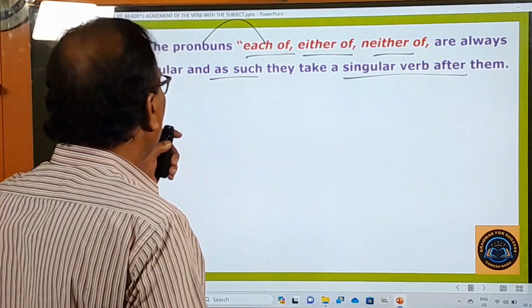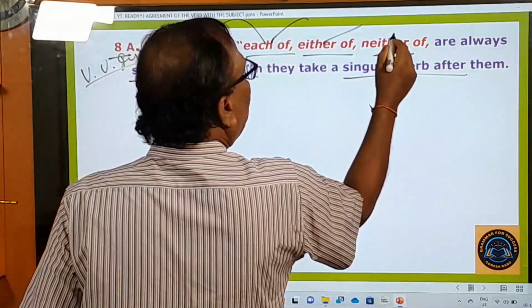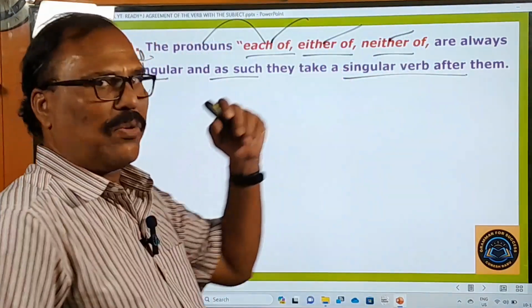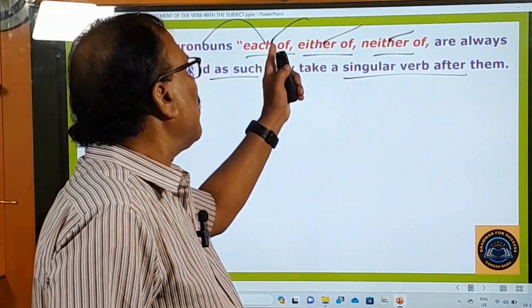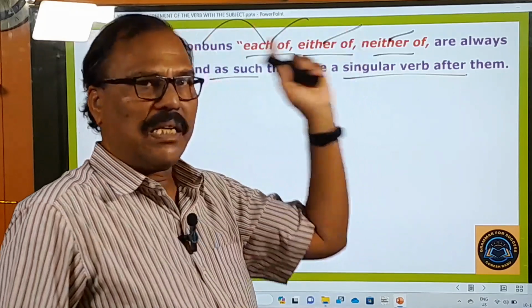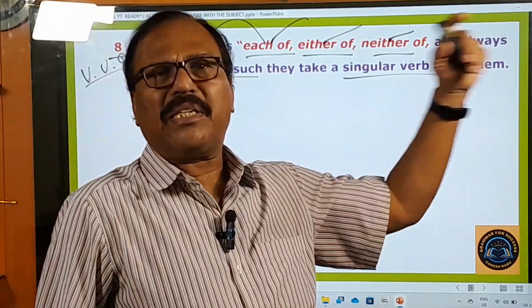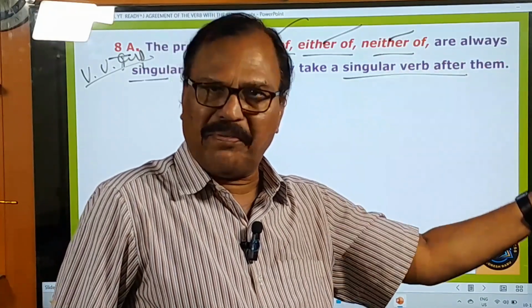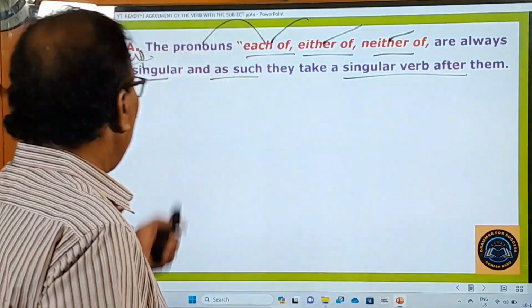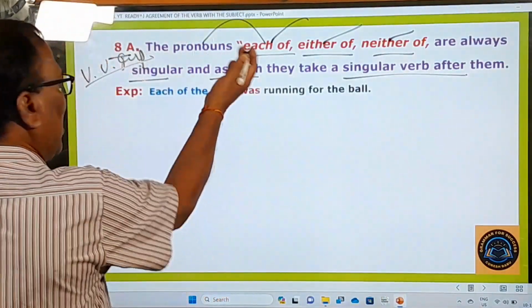Okay, and here this each of, either of, neither of, they always take what? A singular helping verb, because they are singular pronouns. Each, either, neither, they are singular pronouns. Singular means automatically they take only a singular helping verb or a main verb. That is the rule, right? And let us take some examples to understand this rule.